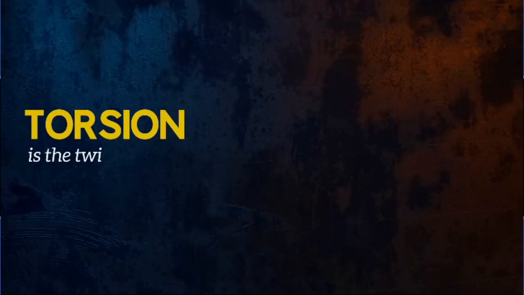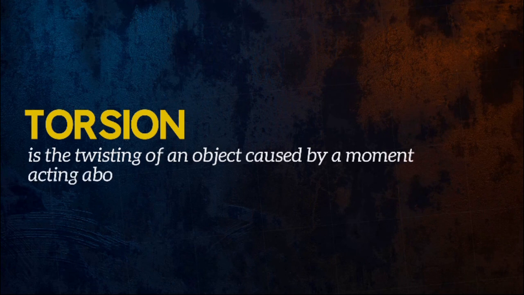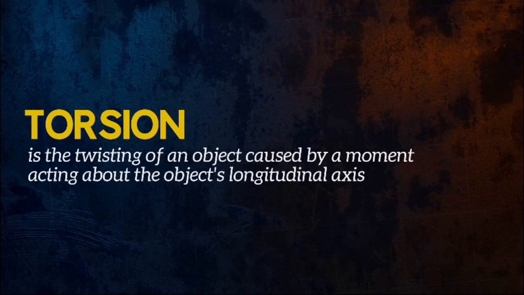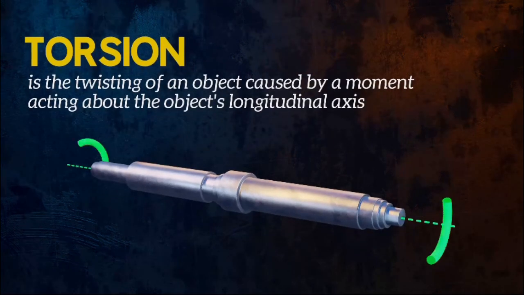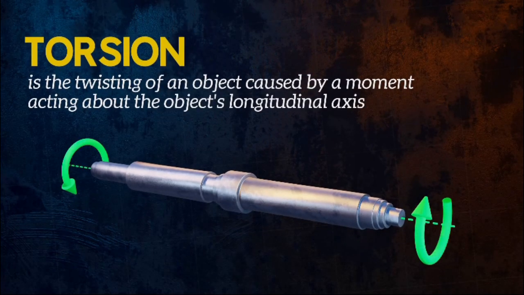Torsion is the twisting of an object caused by a moment acting about the object's longitudinal axis. It is a type of deformation. A moment which tends to cause twisting is called torque.